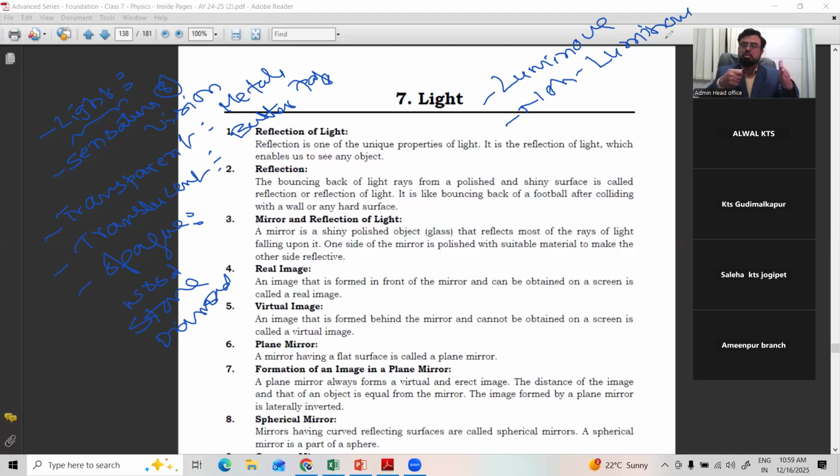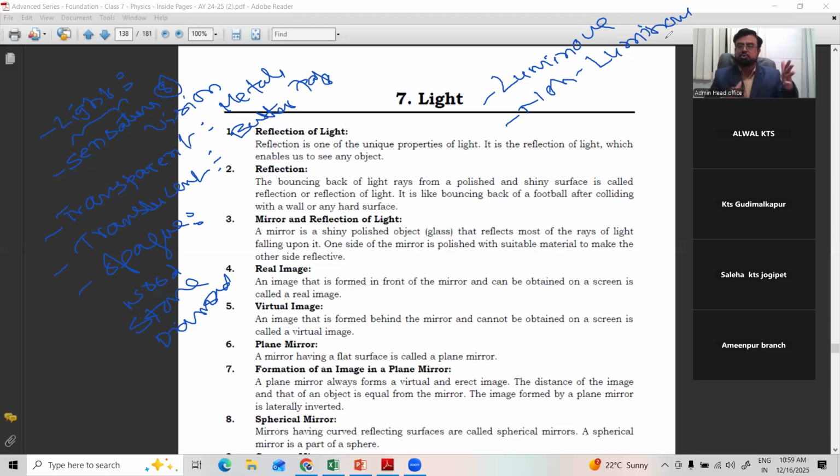Second, pass light through butter paper. Only partially passes. Only a few rays of light pass. Or oil paper: take one paper, put some oil on it and pass light through it. It does not completely allow light, it partially allows. They are called translucent.